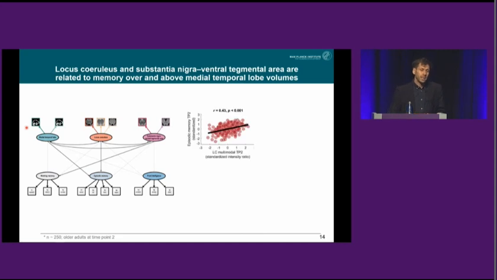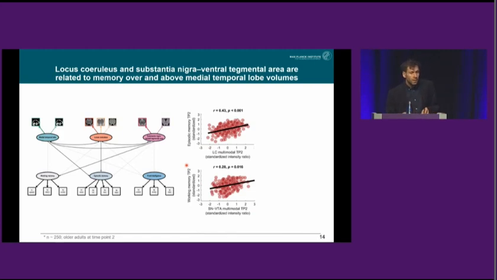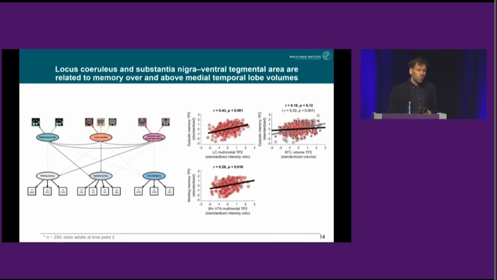And we again see that the locus coeruleus is associated with episodic memory performance, and the dopaminergic system is associated with working memory performance, indicating unique effects of these 2 neuromodulatory systems. Now, the medial temporal lobe was initially associated with episodic memory performance when we analyzed it on its own. However, once we controlled for these 2 neuromodulatory systems, that association became non-significant.